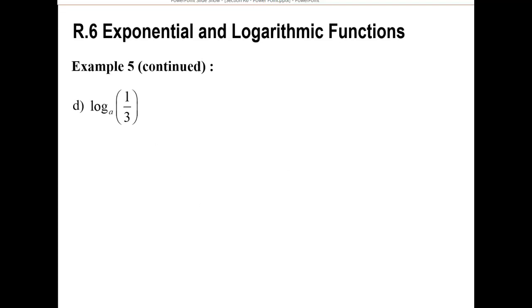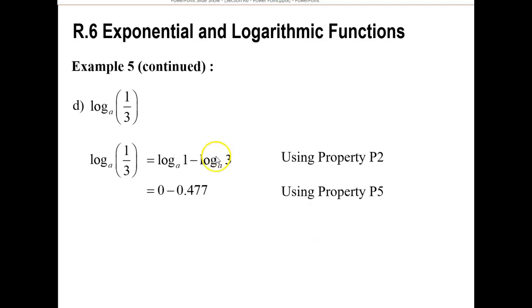All right, log base a of 1/3. We're going to start the same way and split this up into log base a of 1 minus log base a of 3. This time, we know log base a of 3 was 0.477, but this time log base a of 1, when the argument is 1, remember it does not matter what the base is, so that's one of our properties. Property number 5, so that would just be 0. So from there we can evaluate negative 0.477.